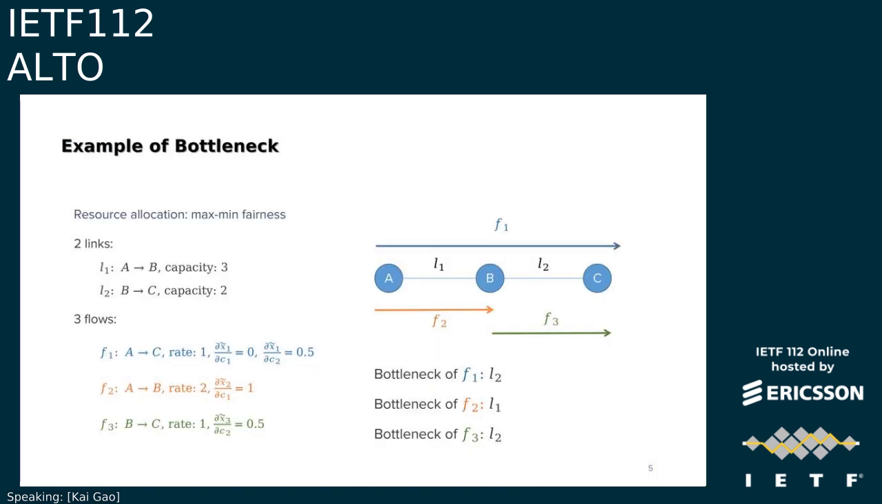Here we have an example of what bottleneck links look like. Assume in this network we have two links, L1 and L2, and three flows, F1, F2, and F3. If the network is allocating resources based on max-min fairness, then using the definition we just introduced, we can see that the bottleneck of F1 is L2, the bottleneck for F2 is L1, and the bottleneck for F3 is L2. Next slide, please.